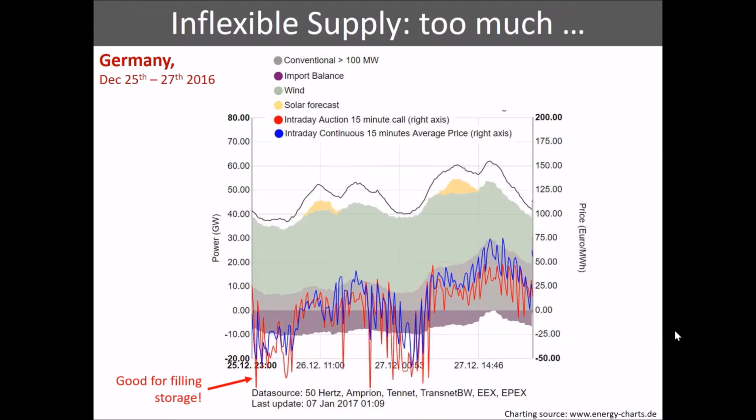Now, what you'll notice is an example of negative pricing. On the left-hand side of that chart, which was Christmas day, about 11 o'clock at night, very low demand, but we had an awful lot of wind in the system. And what's happened is the prices have gone negative, and quite a bit negative, down to minus 75, I think, at the lowest point. So again, you're having to pay people to take it.